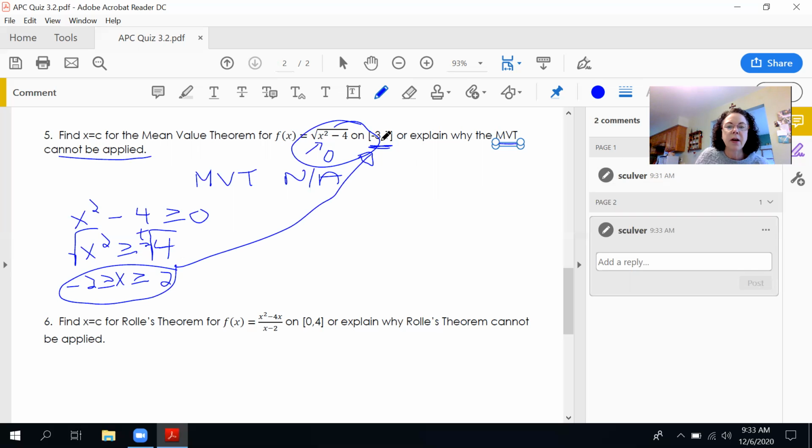It does for some, right? -3 is fine, but notice that -1 is not okay, right? And so it's not continuous on -3 to 1 at every point. So cannot be applied. Let's go down to 6.